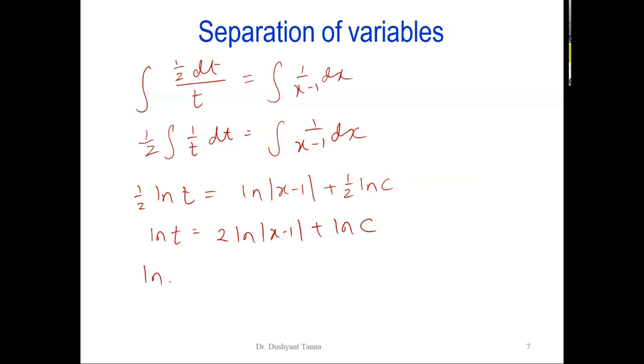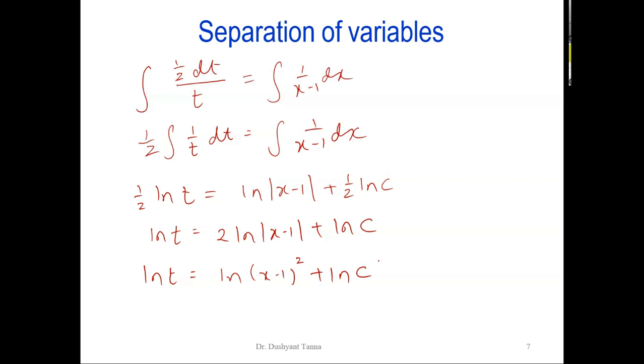Okay, ln t, the property of log. Anything in a power will come in a multiplication. Anything in a multiplication can be taken to the power. So this will be ln x minus 1 square plus ln c. Why did I remove the absolute value or the modulus? Because now it's a square. Square will also ensure that the internal value is positive, right? So I don't have to write modulus and square, right? The absolute value or modulus, which we call it.